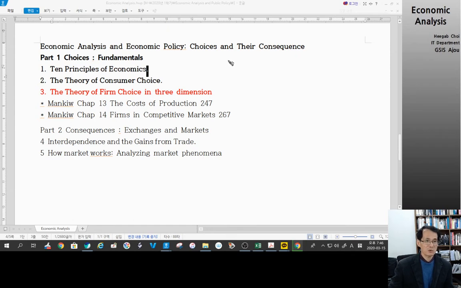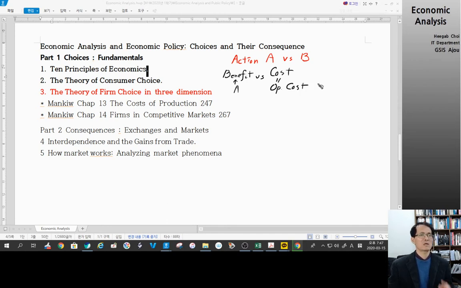When you make an economic choice, let's say action, we are considering whether to do A or B. What the principle says is that we should consider the benefit that A is generating versus the cost. And we are told that the cost should be, in the economic sense, opportunity cost. How do we calculate this opportunity cost?